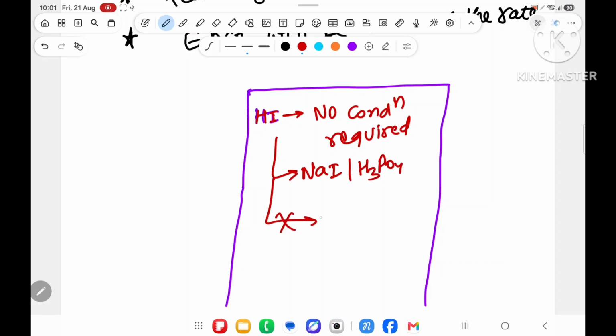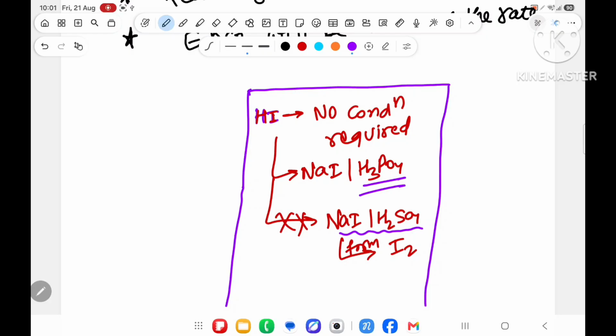Don't try to take NaI in presence of H2SO4. Otherwise, it will not react and it will form I2. So in case of HI, we are not using H2SO4; we are using H3PO4. This is the first condition. Sometimes they will ask the question also: why don't we use H2SO4? H2SO4 is not used because it will form I2 on reacting with alkyl halide.